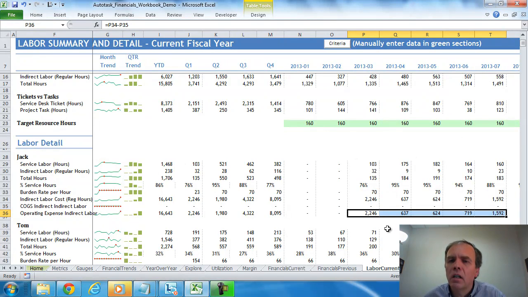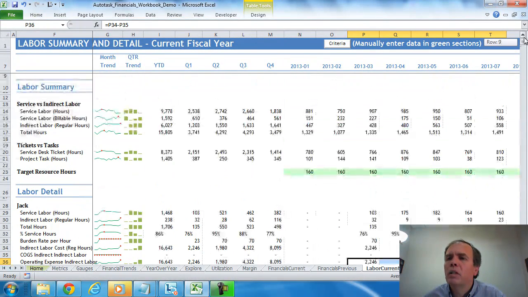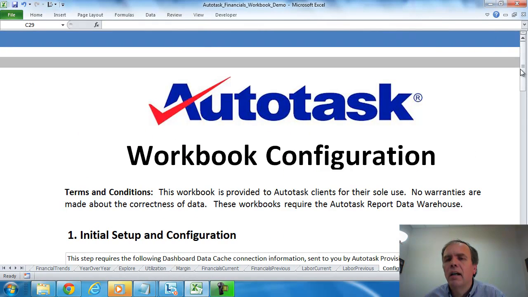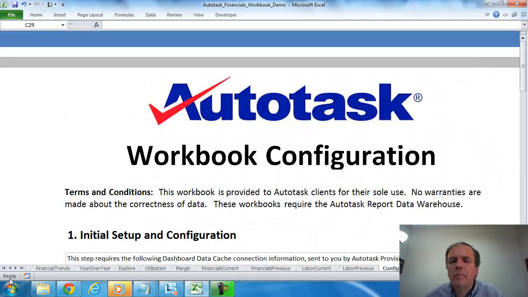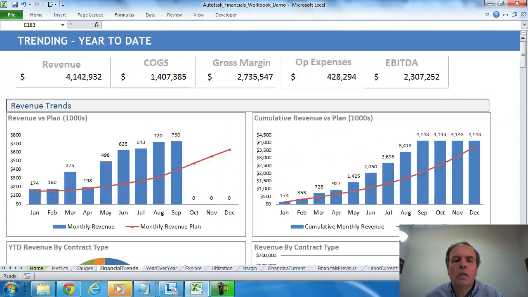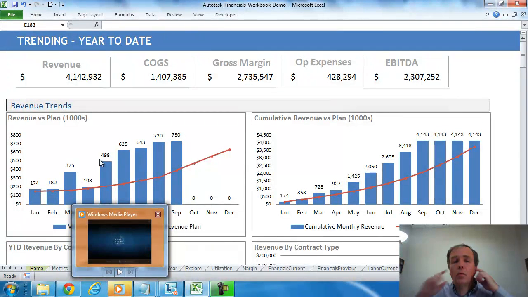You can kind of see the information, and we'll dive into this sheet a little bit more in a subsequent video as well. The final screen that I'll show you is the config screen. Config screen allows you to easily go in and basically set up your workbook. So that's kind of a wrap-up of the financial trending data that's available within the workbook.